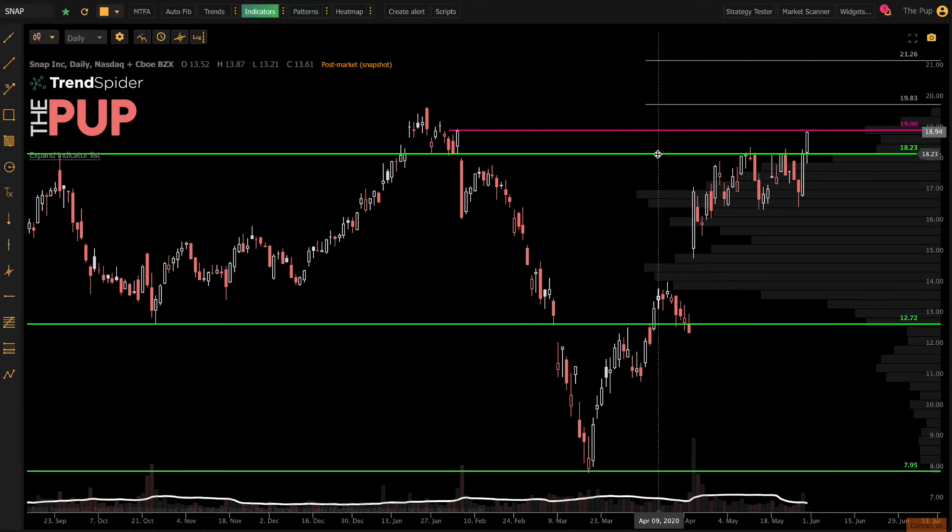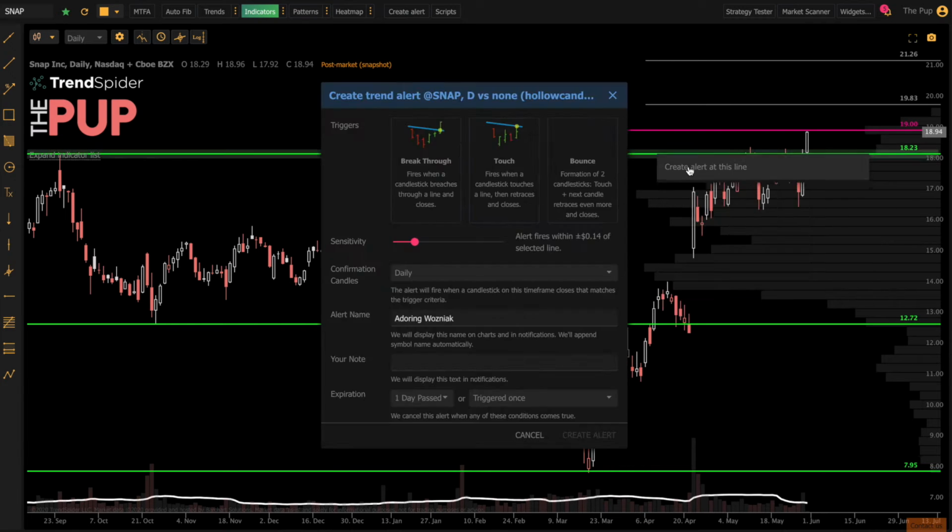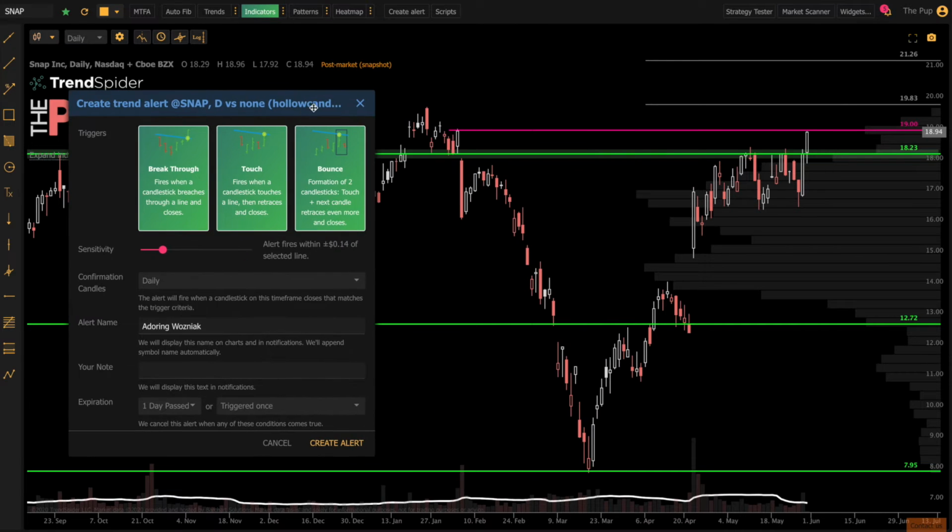What's great about the TrendSpider system, which is what I'm using here, is you right click on your support and resistance line, you create alert, and you can do breakthrough, touch, bounce, and you see how it glows around. That's the sensitivity. If you move the sensitivity all the way up to high, it'll capture price in the shaded area and alert you once it closes on that candle.